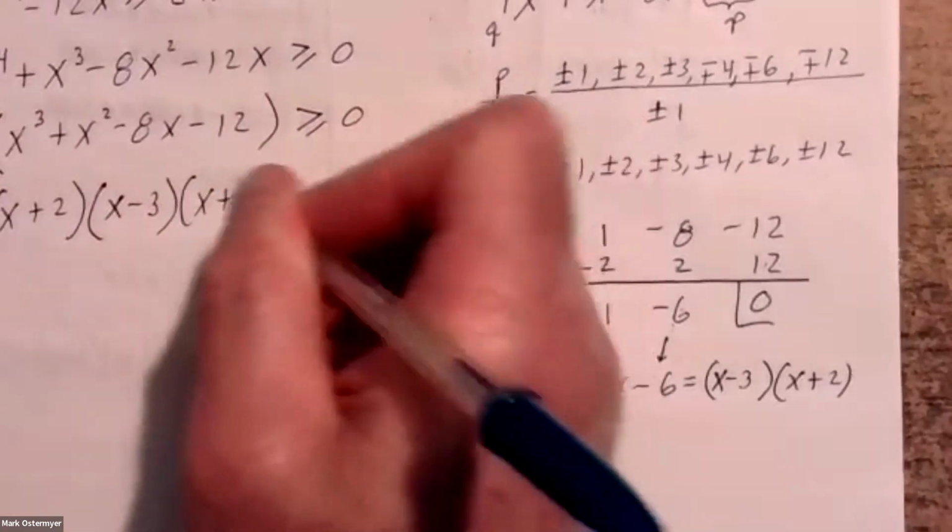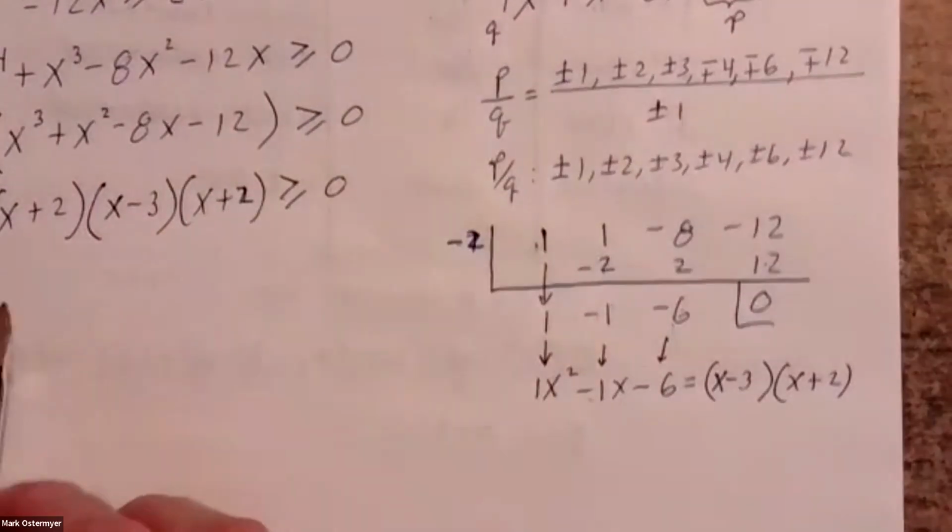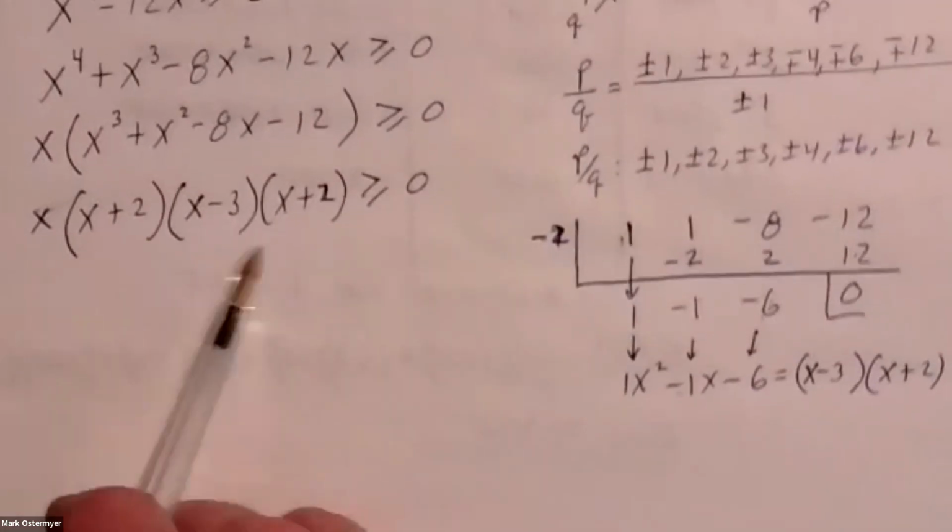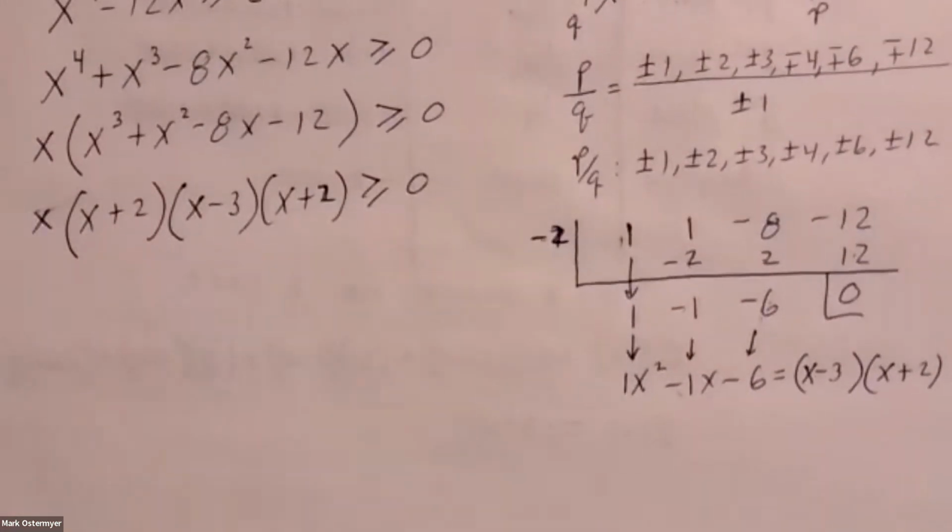So the left side of this polynomial inequality has been completely factored. Any questions on how I completely factored that?